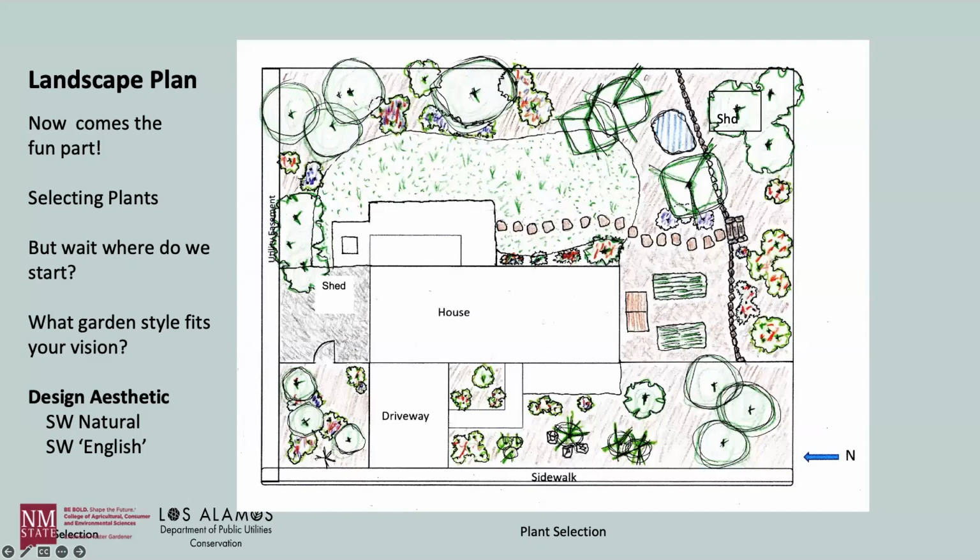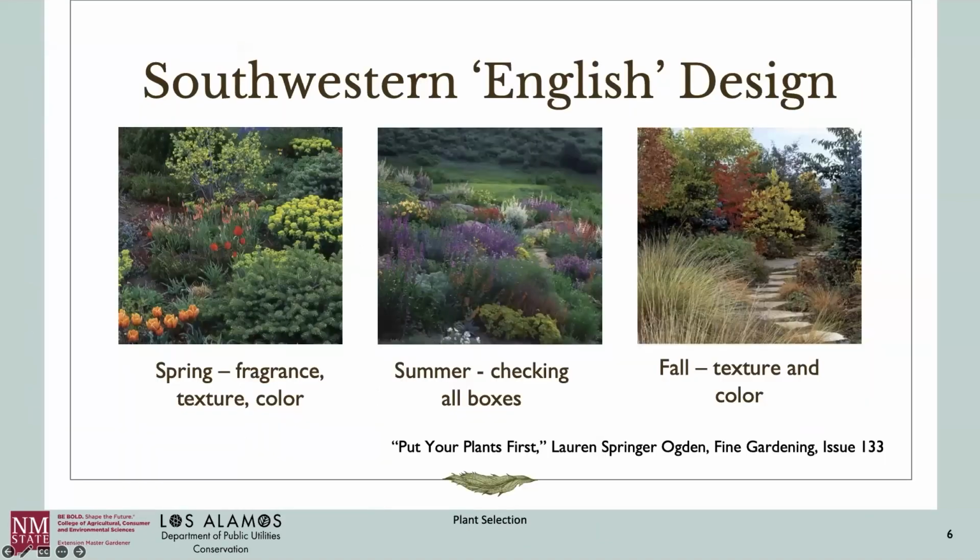So we think, oh, great, now comes the fun part. We get to select plants. But wait, where do we start? What garden style fits your vision? I have two examples, but you might have your own idea of what your aesthetic is. You may just want a whole garden full of roses, or you might want a whole garden full of a particular color plant. These are two very common styles that you see pretty much everywhere.